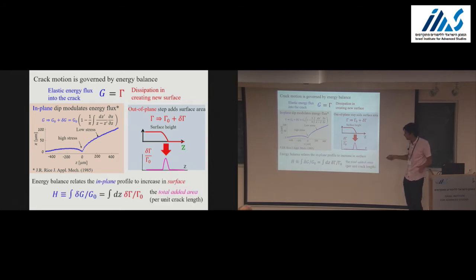So energy balance tells us that both of these changes must balance each other, and therefore we can use the crack front profile to estimate how much energy was dissipated locally, and in particular how much area was created. And I use this capital H to denote the total added area per unit crack length.